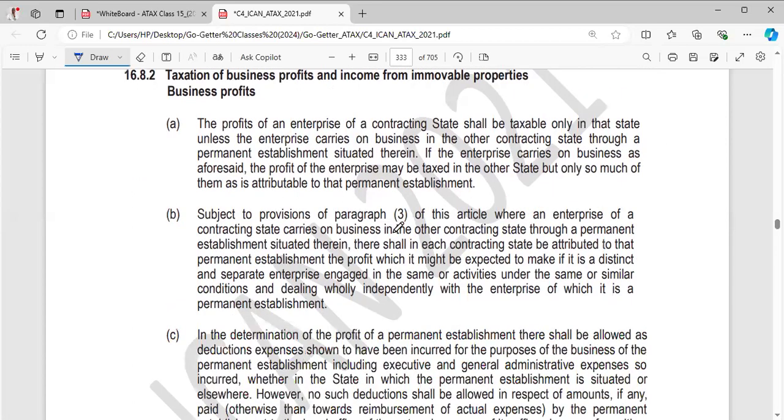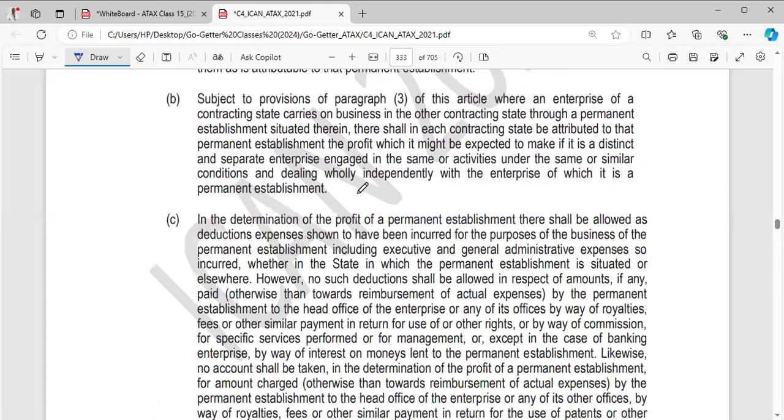Well, most of these provisions you need to read them. They don't usually ask them in the exams, but you still need to read them up.